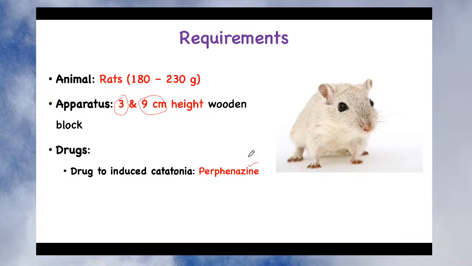So the first drug we use is perphenazine, and the second drug we need to use is to test anti-cataleptic activity. For that, we will be using a drug belonging to the category of anti-Parkinson drugs. We will be using scopolamine, which generally has anti-Parkinson activity. So these are the requirements of this experiment.